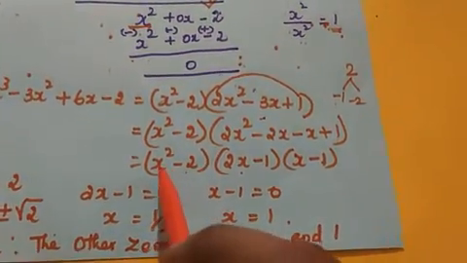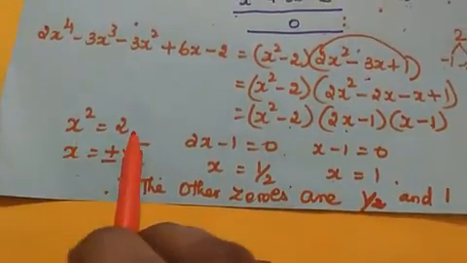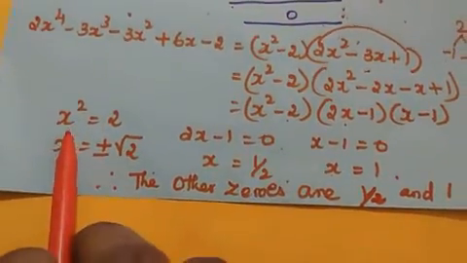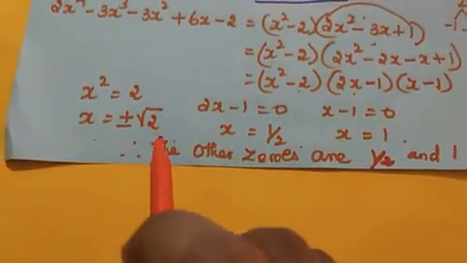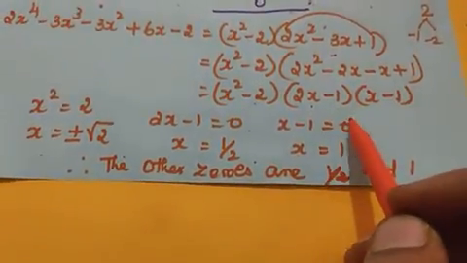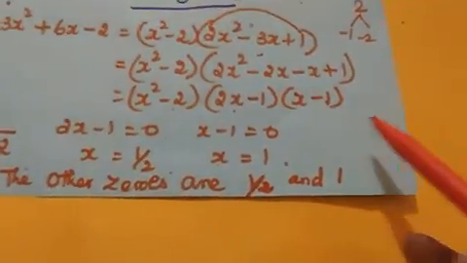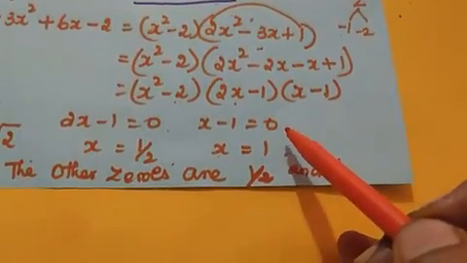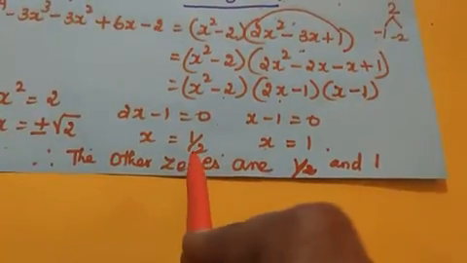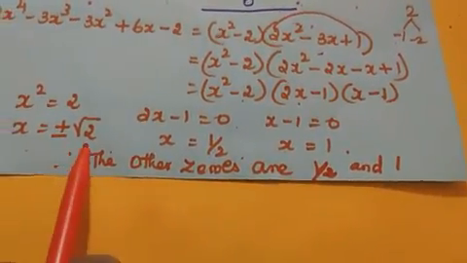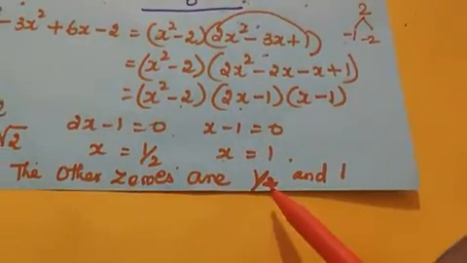Already two factors are x squared minus 2. Right? Now x squared minus 2 equals 0 means we will get x squared equals 2 and x equals plus or minus root 2. The same way 2x minus 1 equals 0 means x equals 1 by 2. The same way x minus 1 equals 0 means x equals 1. So what are the other zeros? In the question already it is given root 2 and minus root 2. So now we find out 1 by 2 and 1 are the rest of the 2 zeros.